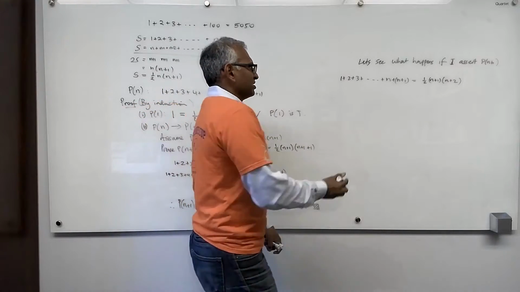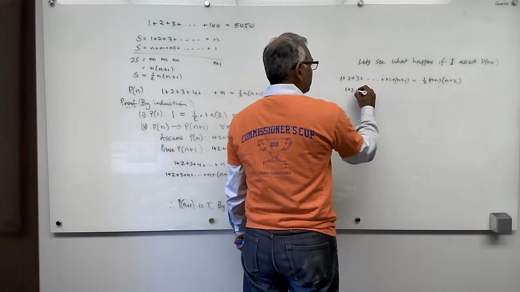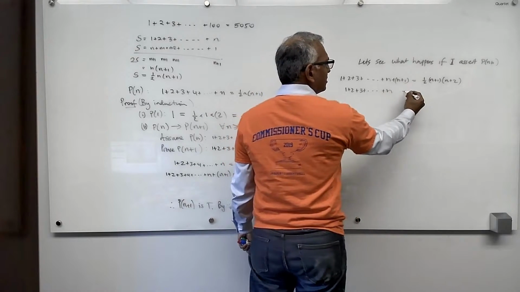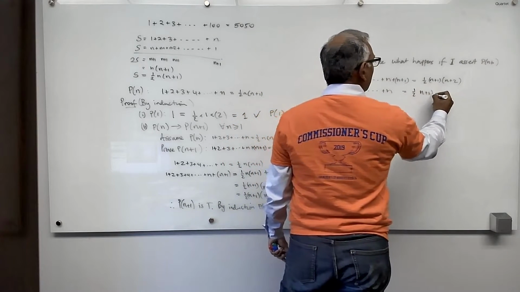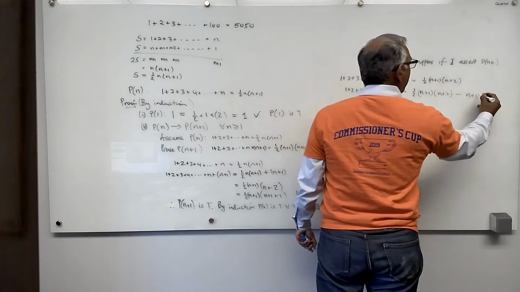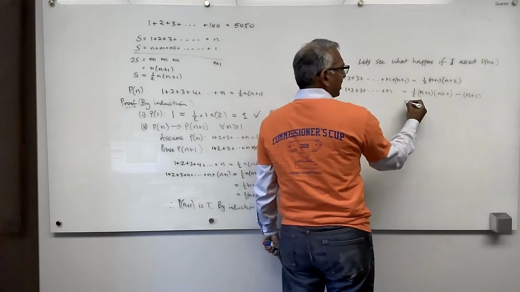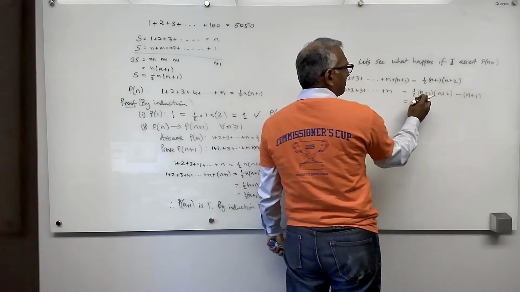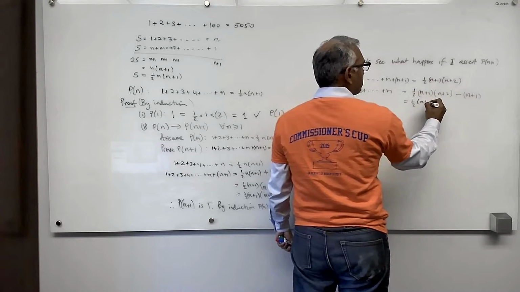That's perfectly legitimate. So 1 plus 2 plus 3 plus all the way up to n, since I've subtracted n plus 1 from here, should equal 1/2 (n plus 1)(n plus 2) minus (n plus 1). Now let's do some basic algebra. I'll factor out 1/2 (n plus 1).